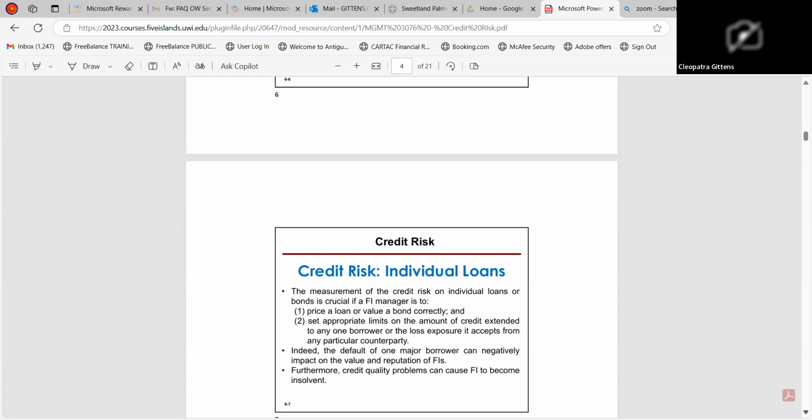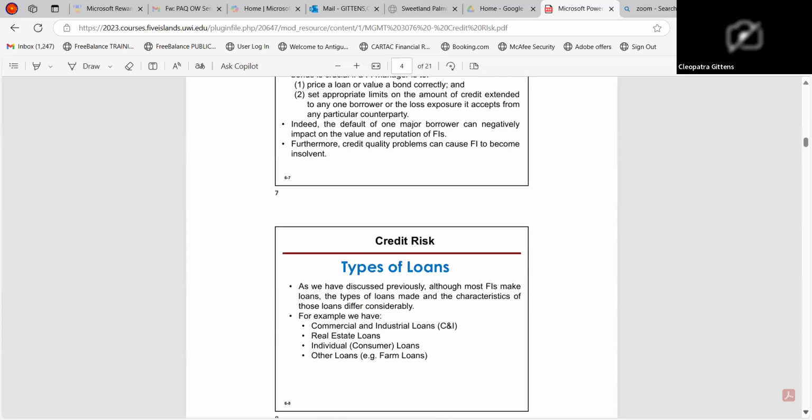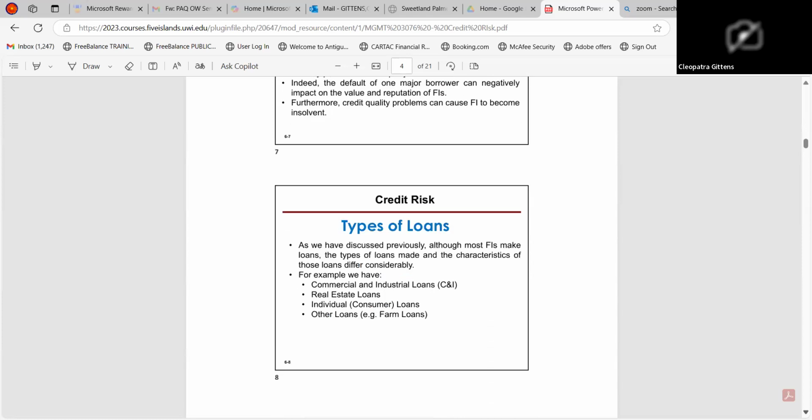And later on, we're going to learn what the financial institution puts in place in addition to ensuring that it covers the cost of issuing the loan. There are some other measures that the financial institution will put in place. All right. So now we're going to take a quick look at the types of loans. I'm not going to dwell on these. These you can read for yourself.